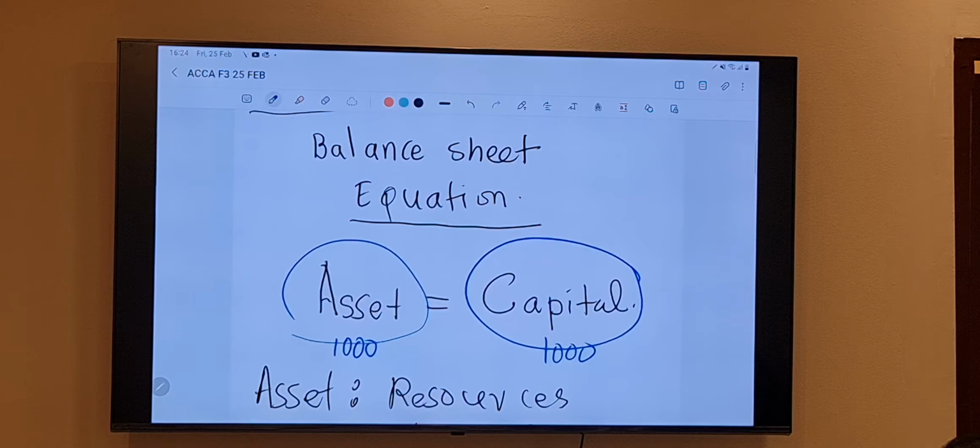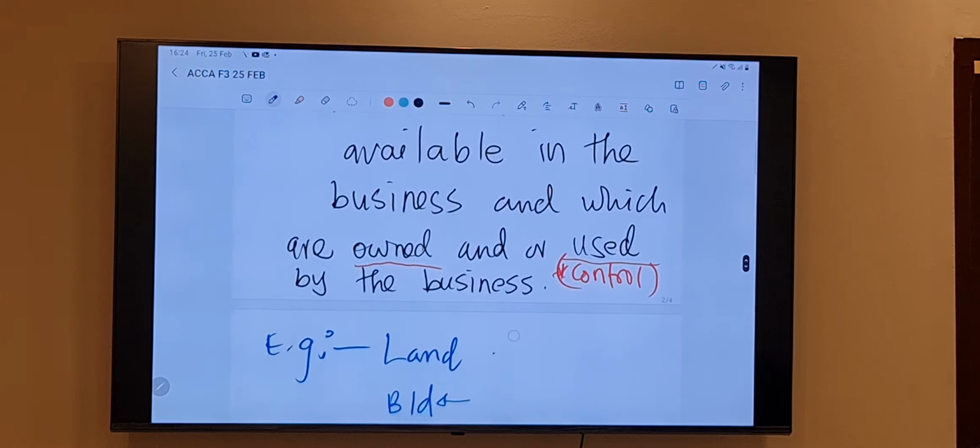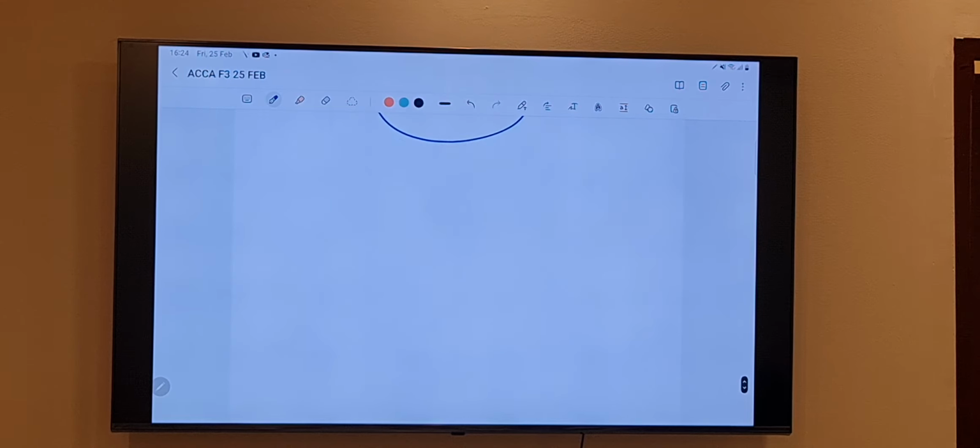So the very first accounting equation is this. All your accounting develops from this. But before this, I should discuss with you something called accounting concepts.